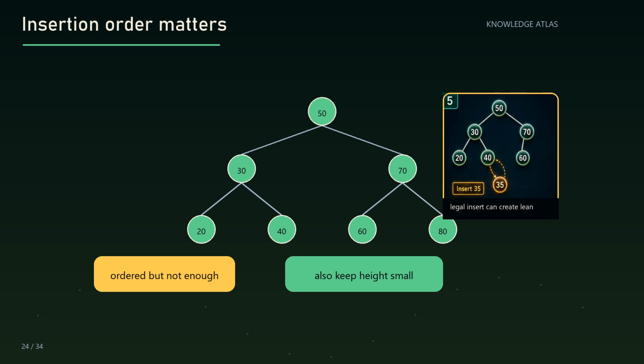Now imagine inserting 10, 20, 30, 40, 50 in that order into a plain tree. Each value is larger than the last, so every step goes right. The order rule is still obeyed, but the shape is terrible. Correct structure can still make slow work.